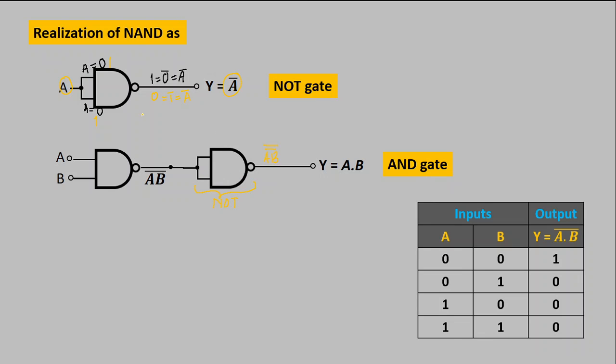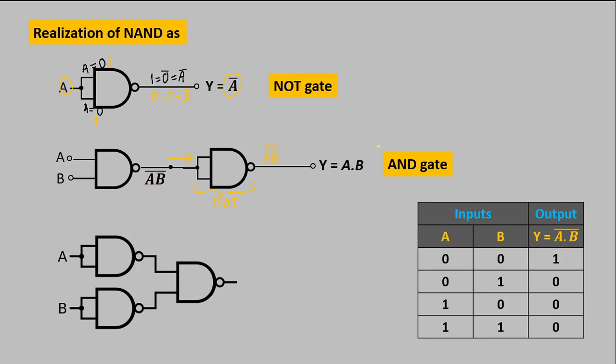And this NAND gate simply acts as a NOT gate. So whatever inputs are entered in this particular diagram will be complemented, and the complement of A dot B will obviously get cancelled, and you get A dot B as a simple output. In this way, these two NAND gates are used to create an AND gate logic.